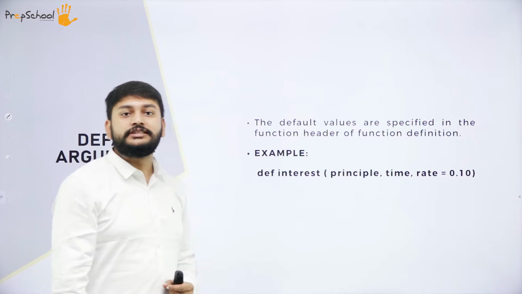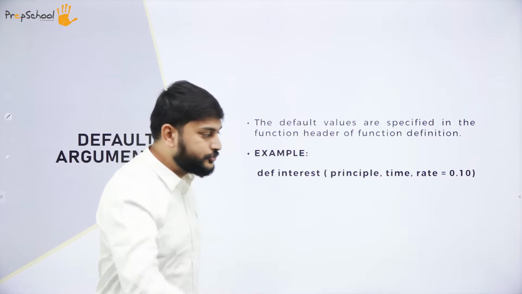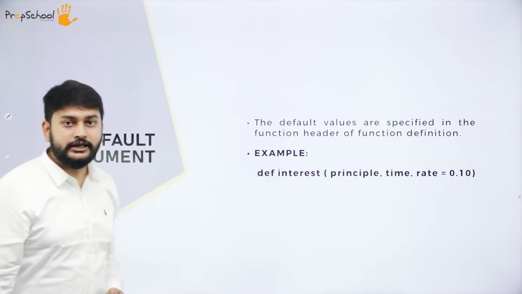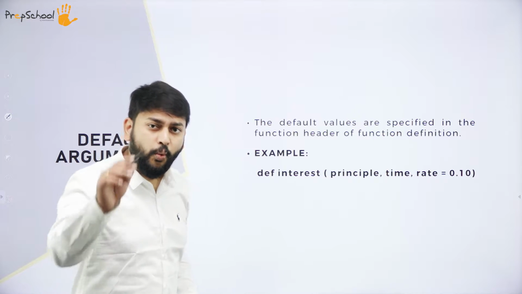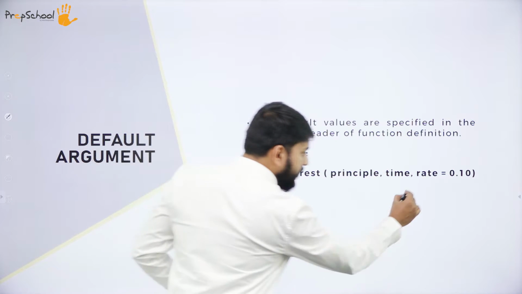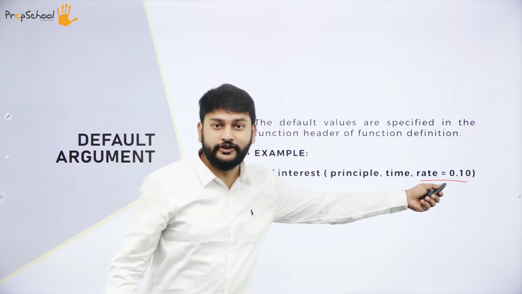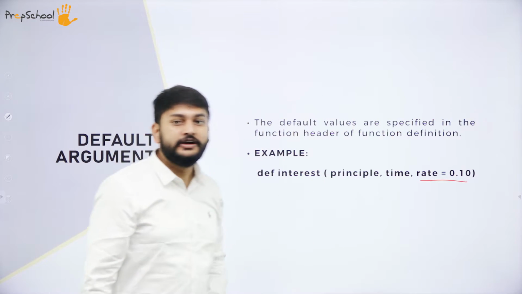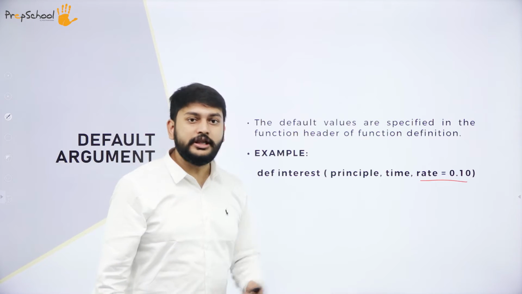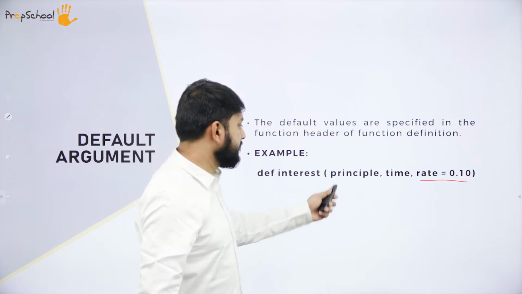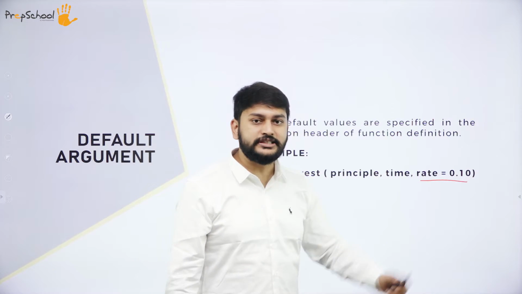What do I have to understand with respect to default arguments? Please observe, there is a difference in the function header. What do I have to observe, sir? Please observe this part of the function header. I have taken three parameters. The first parameter is principal, the second parameter is time, and the third parameter is rate.